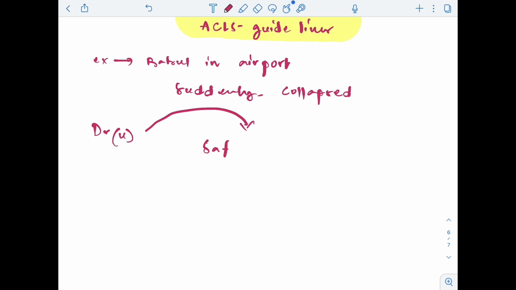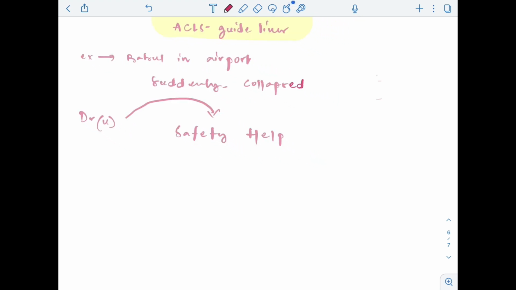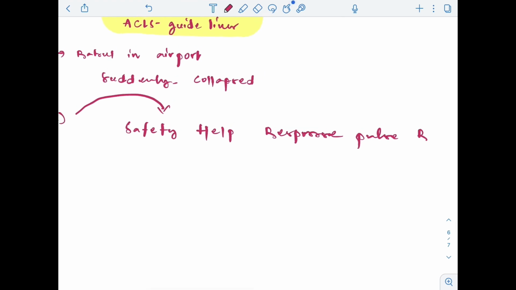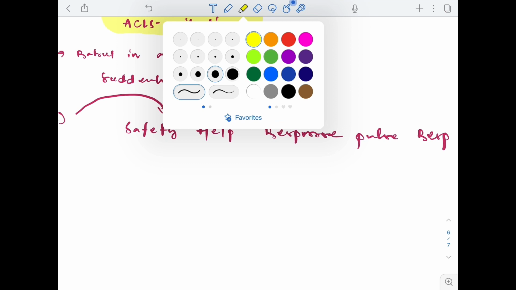And the mnemonic is safety, help, response, pulse, and respiration. Safety, help, response, pulse, and respiration. We'll elaborate this mnemonic.